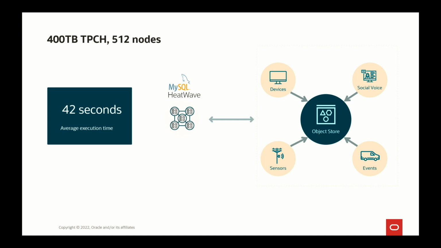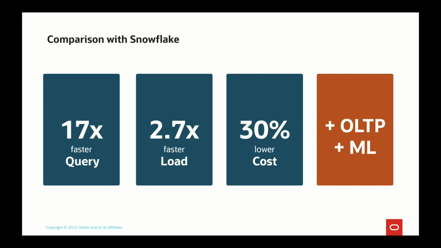But when the data is in the object store, you don't have these kind of statistics. So what is very interesting is that HeatWave is able to so efficiently process data which is in the object store. So like 400 terabytes of TPCH data, an average query takes about 42 seconds with HeatWave. The question is, how do we do that? Well, let's look at what the competition does.